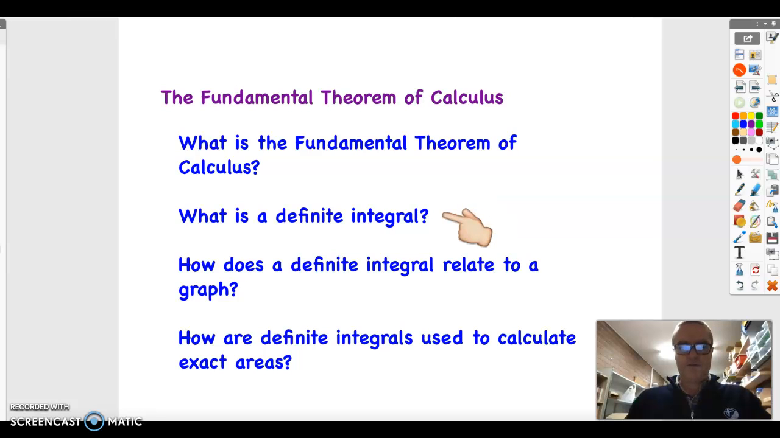We'll talk about what a definite integral is. Our lesson today will be a two-part video, and in the second part we'll talk about how definite integrals relate to graphs. In particular, we'll see how we can take advantage of definite integrals to calculate exact areas.